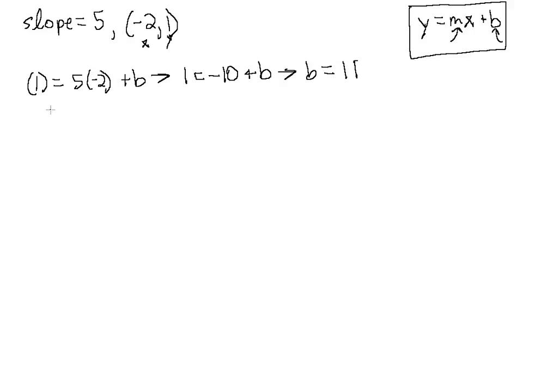So now we can write the equation in slope-intercept form. We go back with y equals 5x plus 11. And that's how we get our slope-intercept form when we're given a slope and 1 point.